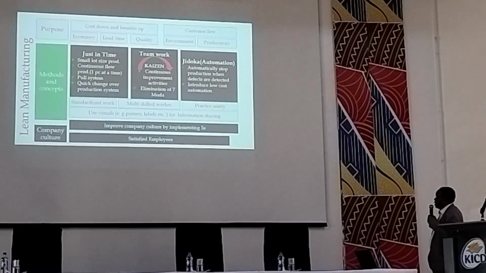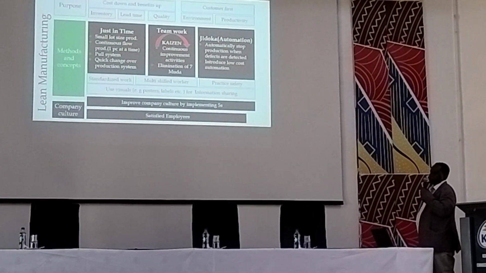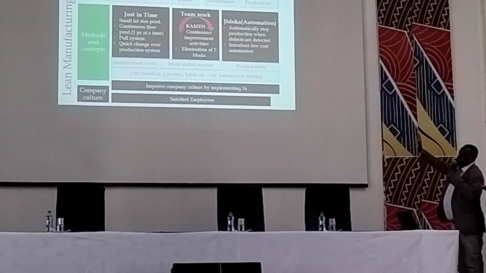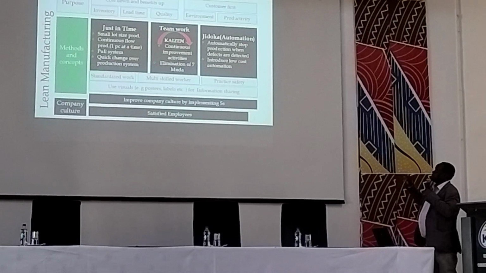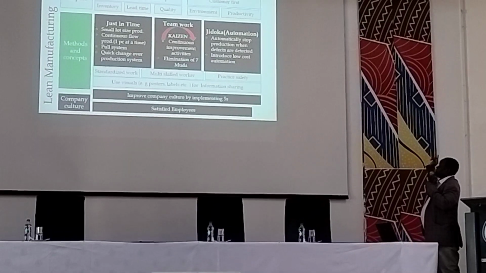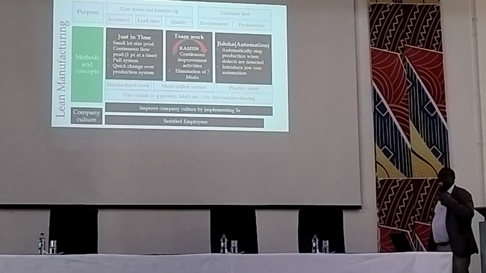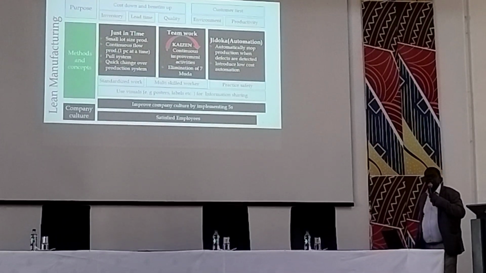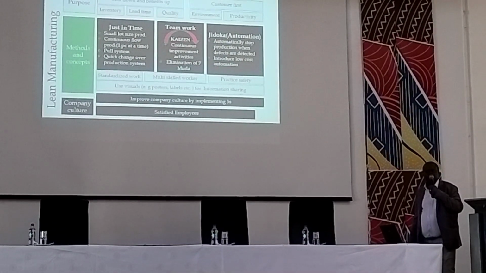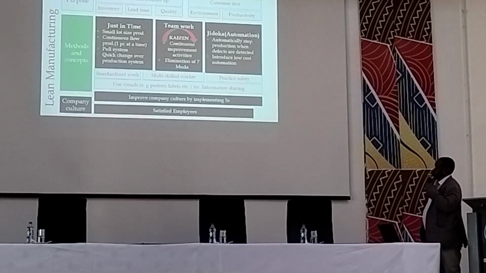So, the pillars, all the methods and concepts in lean manufacturing, we have about three major pillars. Say, the first pillar is just in time, the second pillar is teamwork, and the third pillar is automation. Now, just in time means that you produce in small lot sizes so that you don't have a big inventory which occupies space in your production site. Also, you use the pull system of production.